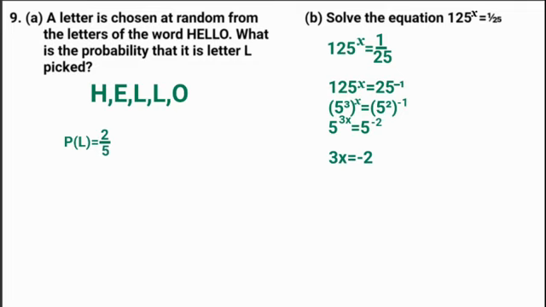Okay, so now we need to find the value of x. So that means we're going to divide both sides by 3 so that x can remain alone on one side of the equal sign. So we're going to say 3x divided by 3 will give us x. Negative 2 divided by 3 will give us negative 2 over 3. Okay, so the value of x in that equation is equal to negative 2 over 3.